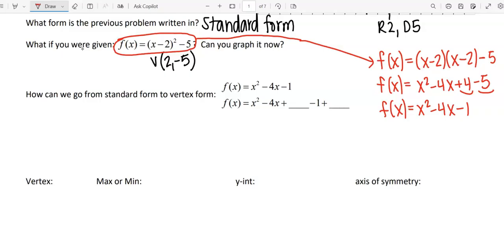The first one's in standard. The second one, the one I circled in red, is in vertex form, because it reveals the vertex, right? It's in vertex form. How could we go from standard form to vertex form? Sort of. Notice, what does vertex form have in it that makes it special that standard form doesn't?